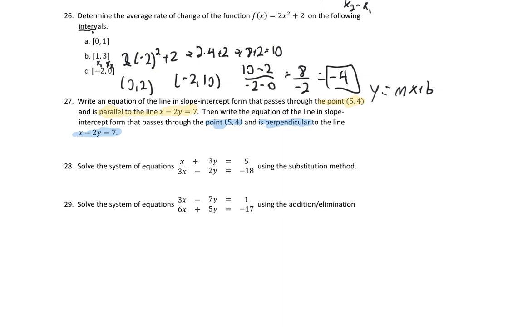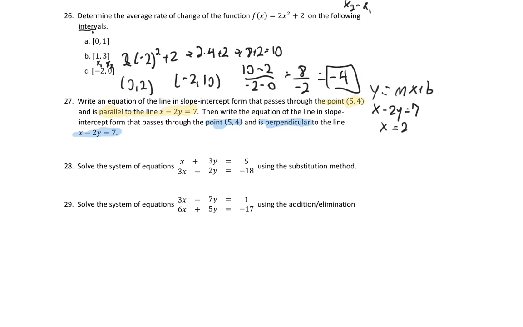Seeing x minus 2y equals 7, for me, that doesn't tell me that much. It doesn't seem particularly clear what this line is doing. So I'm going to solve this. This is the same line both times, so I'm going to solve it for y. So I have x minus 2y equals 7. Add the 2y to the other side.